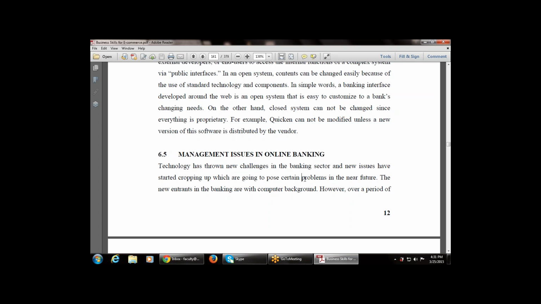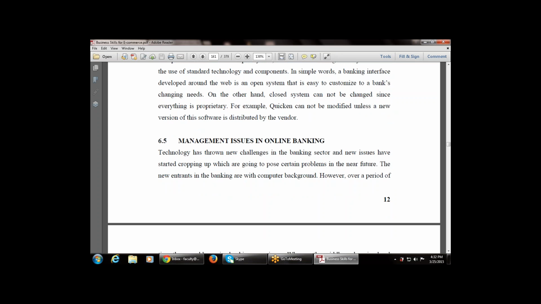Technology has thrown new challenges in the banking sector, and new issues have started cropping up which are going to pose certain problems in the near future. That is, technology has given new challenges in the banking sector, and it also brings future problems, with various issues related to the new concepts of online banking. The new entrants in banking are with a computer background. That is, the new issues that come with online banking are related to the computer background.